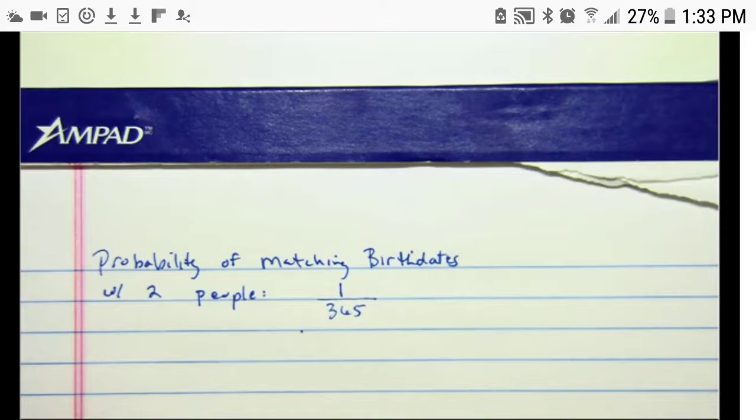We're going to take that approach from a different direction, so we can add on people. Like we added on dice, we're going to add on people. So we're going to look at this from the other direction. We're going to look at the probability of matching birthdays by finding 1 minus the probability that the birthdays don't match.